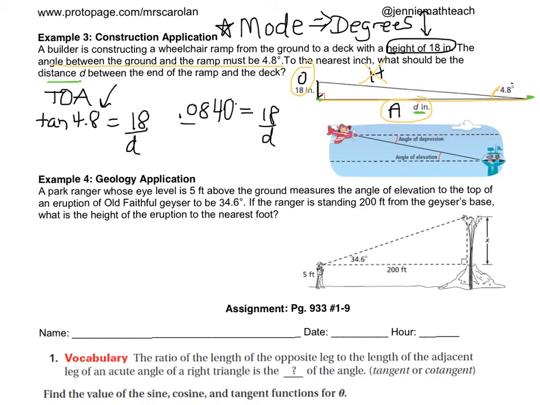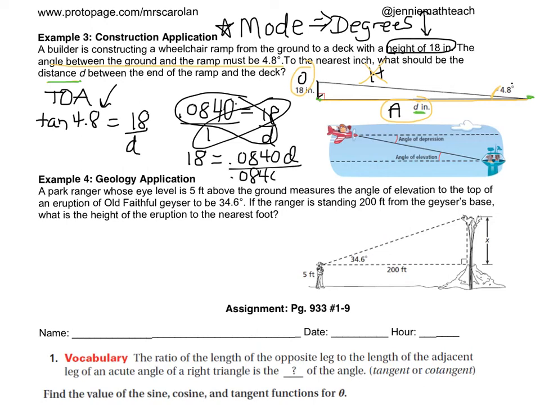Now we just need to cross multiply. We can turn that 0.0840 into a fraction. We'll multiply 1 times 18 is 18. 0.0840 times D is 0.0840D. We'll divide by 0.0840 on both sides, and we get D equals about 214.28, or if we just round it, about 214 inches. So that's the answer for how long that distance is right there.